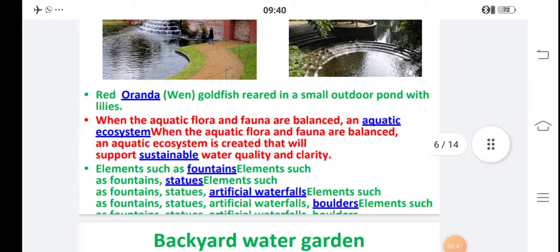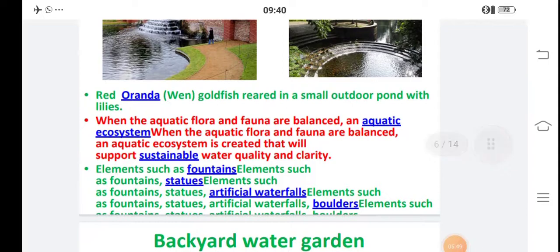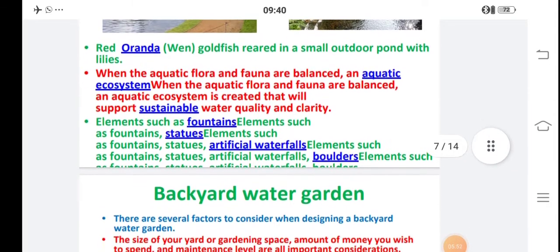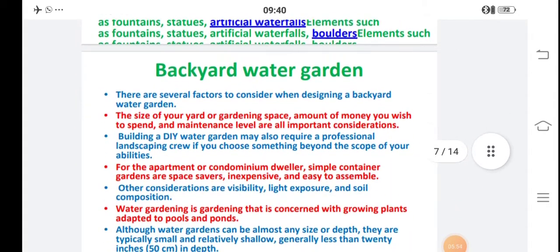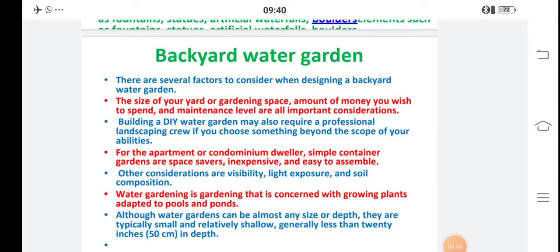Different fountains are also maintained here. Statues are also there. Artificial waterfalls are also prepared. Then the second type of water garden is the backyard.